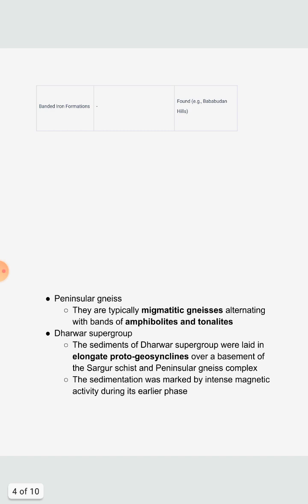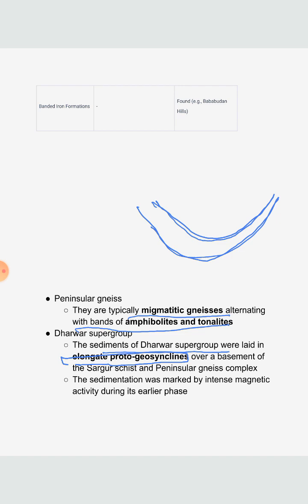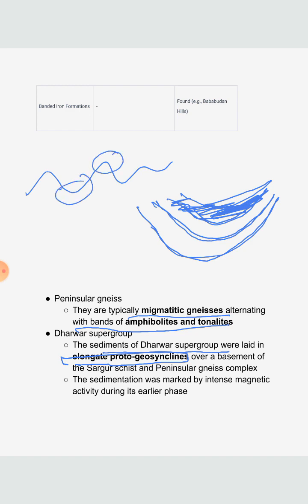So, what is peninsular gneiss? They are typically migmatized gneisses, alternating with bands of amphibolite to tonalite. The Dharwar supergroup. The sediment of the Dharwar supergroup were layered off on the elongate proto-geosyncline. So we know that first in the geosyncline the Sargur schist was formed, then the emplacement of peninsular gneiss complex, and then above it the Closepet occurred, and then above it the Dharwar occurred. So this is the Dharwar supergroup. So syncline area means if we see the sine curve, this is syncline, this is anticline. So this is the syncline. Syncline areas generally form the basement.